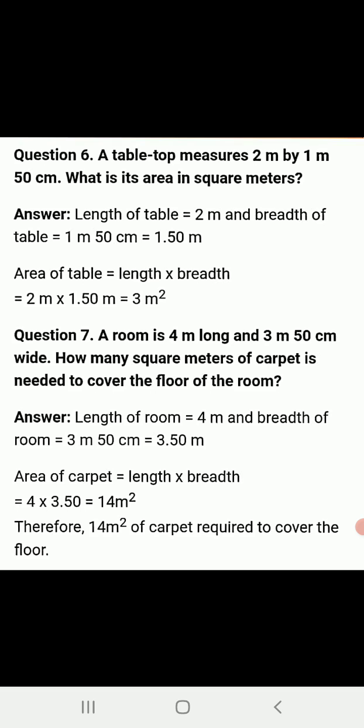Now what will be the area of this table? By finding length into breadth, we can get it. So 2 into 1.5 is 3 meters square. So the area of the tabletop is 3 meters square.